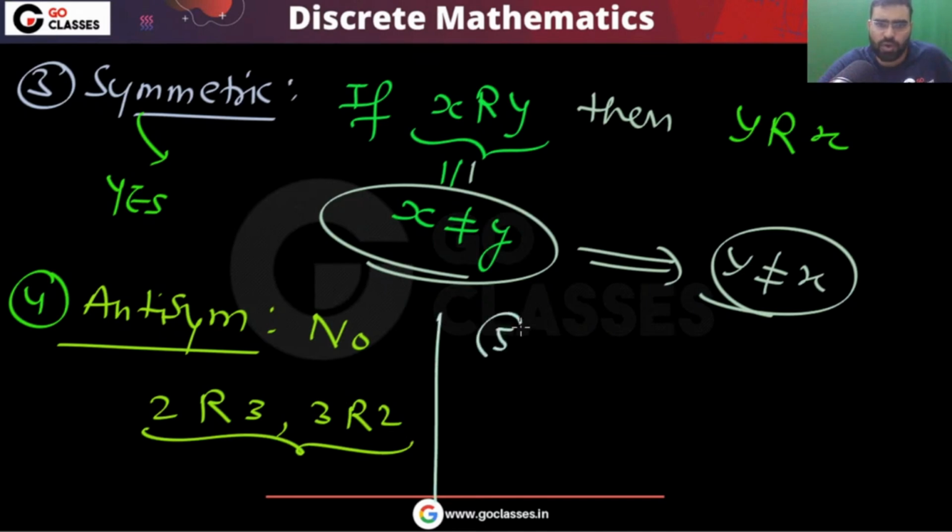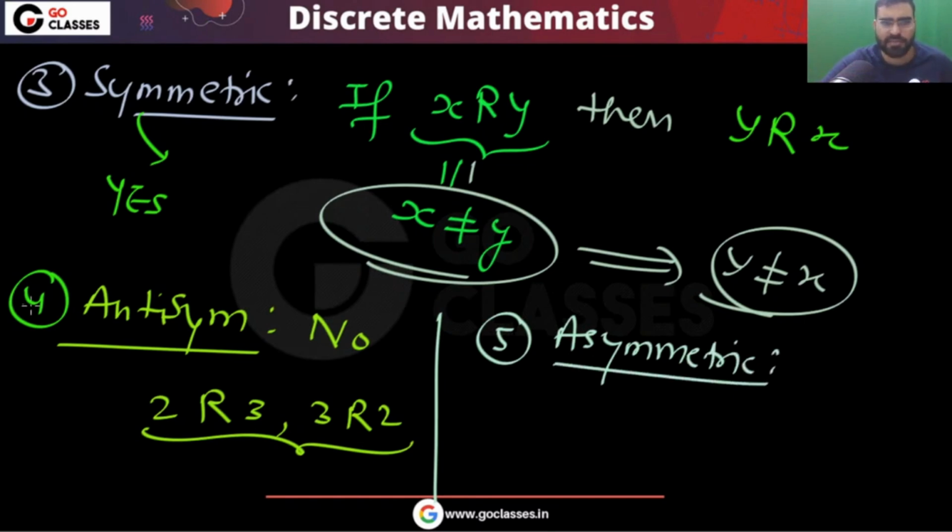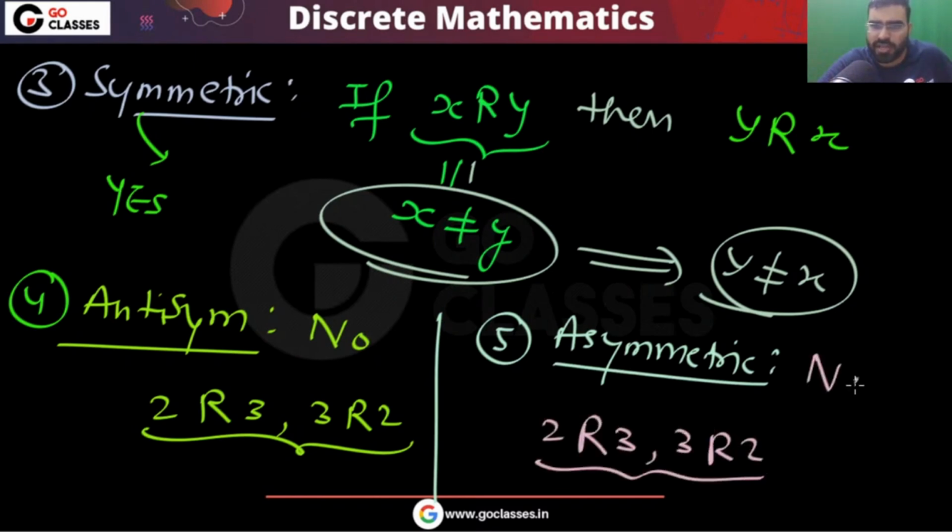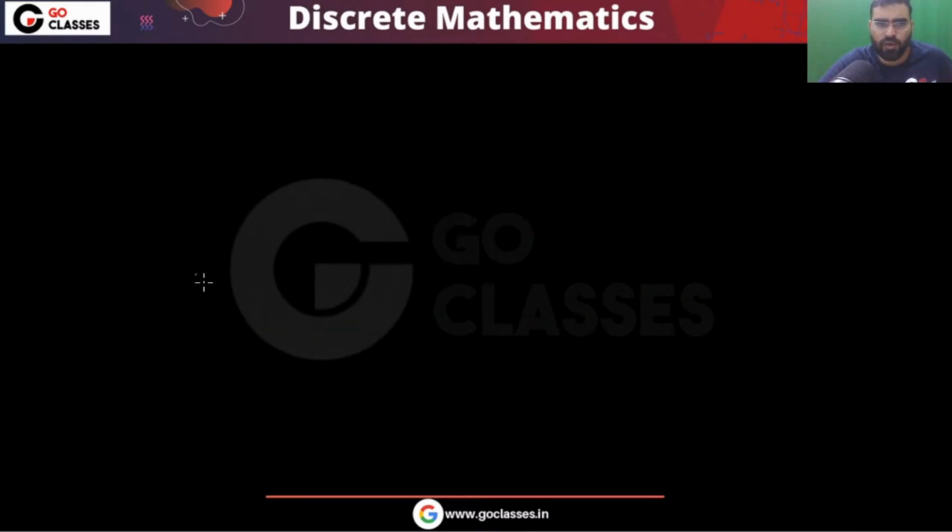What about asymmetric? This is not anti-symmetric, so automatically this is not asymmetric also. Again, the same example: 2 is related to 3 and 3 is related to 2. So this is not asymmetric also. What about the next, the sixth property, transitive?